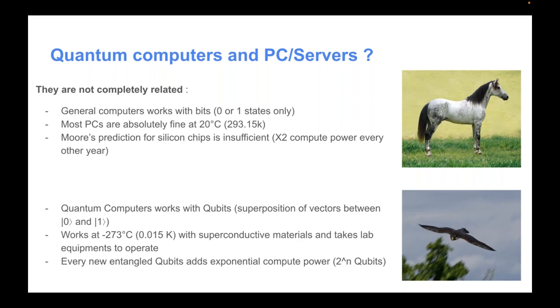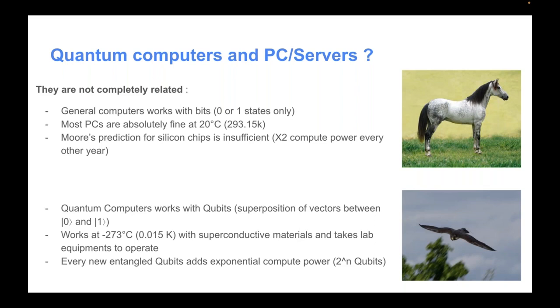And one very interesting fact about quantum computers is that every time you add an entangled qubit, what is an entangled qubit? I will explain later. It will be easier with a schema. Every single time you add an entangled qubit, you exponentially add compute power to your system, which makes it very useful for very complex computation.